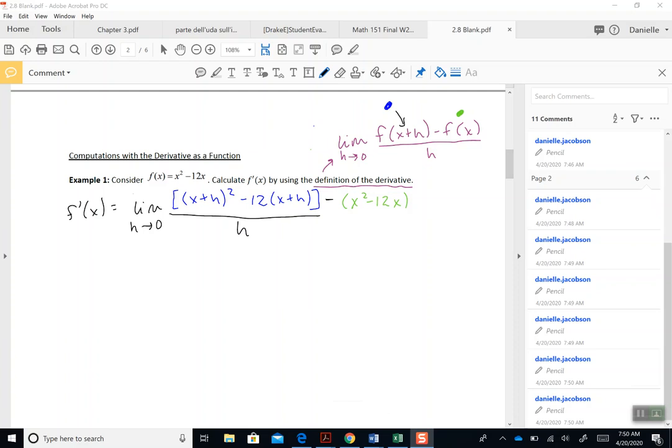All right, so if you're looking at this and thinking, that's a lot of algebra, you are correct. So, oops, this should be extended out here. There we go. We do have a lot of algebra to do now.